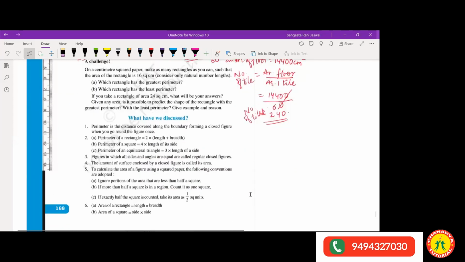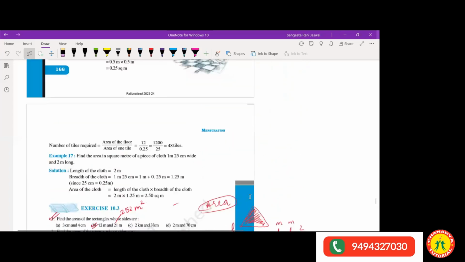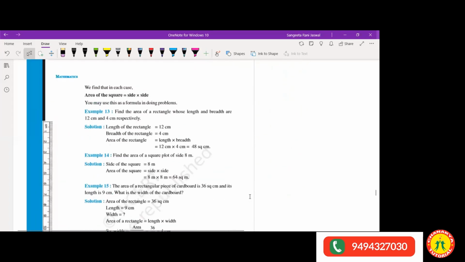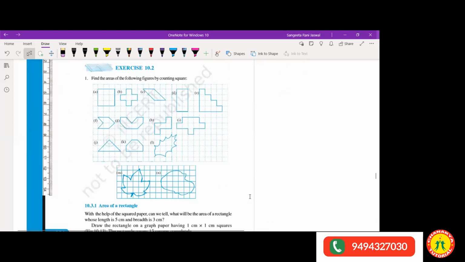So with this, we have done all the content that is there in this chapter, area and perimeter, and you must do the examples also. We have taken so many examples from your exercise part only. Now just see exercise 10.2.